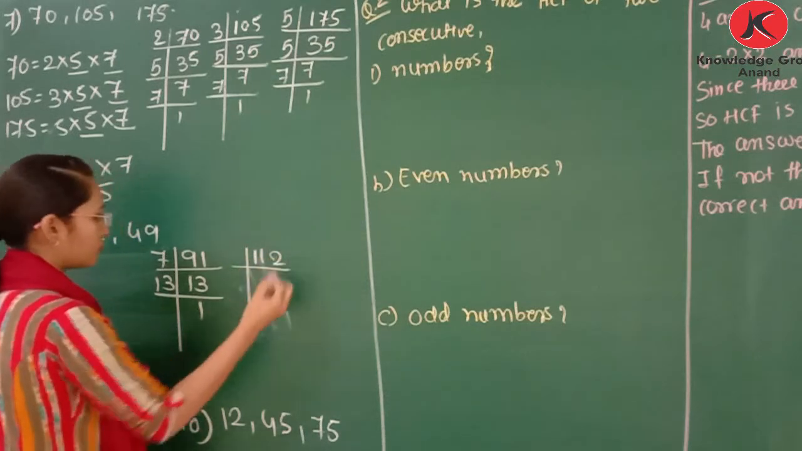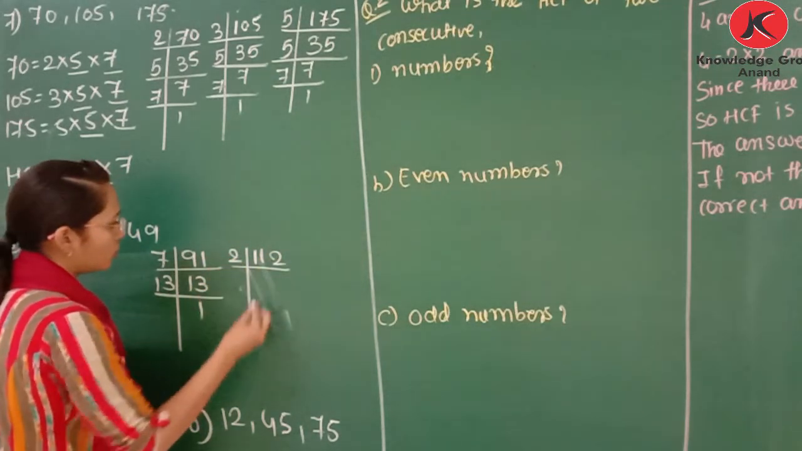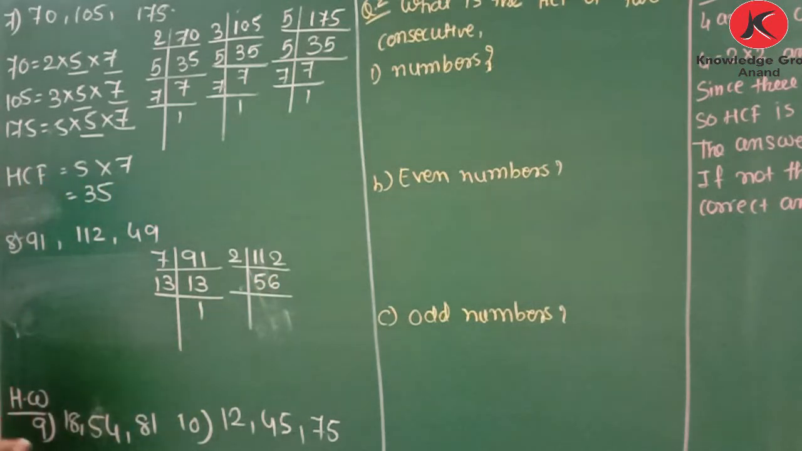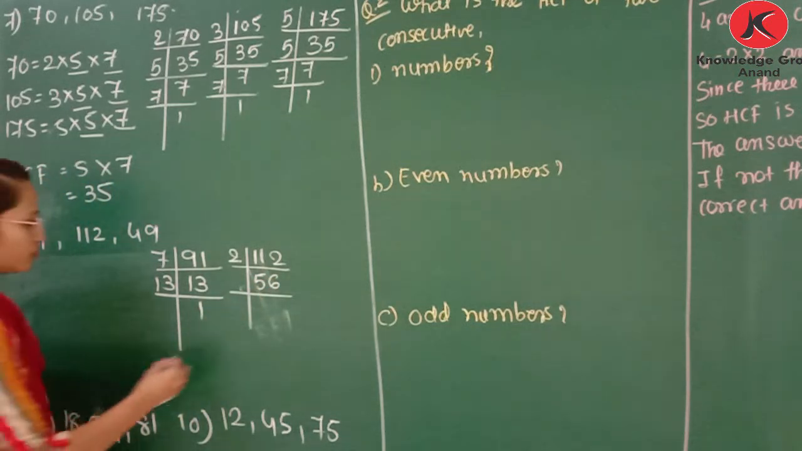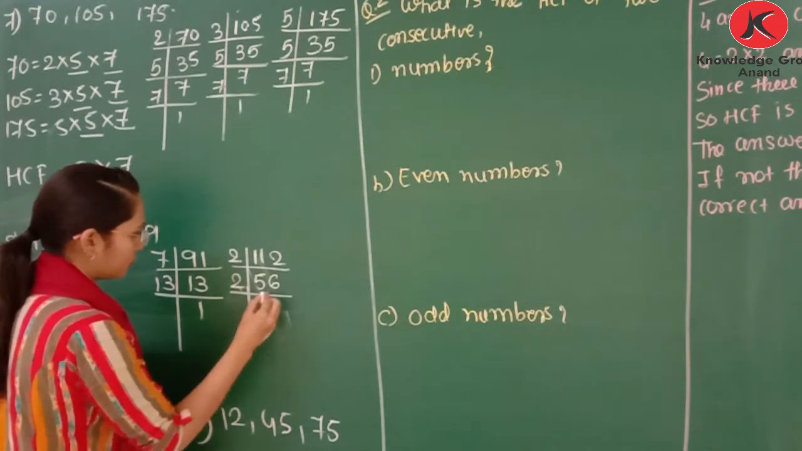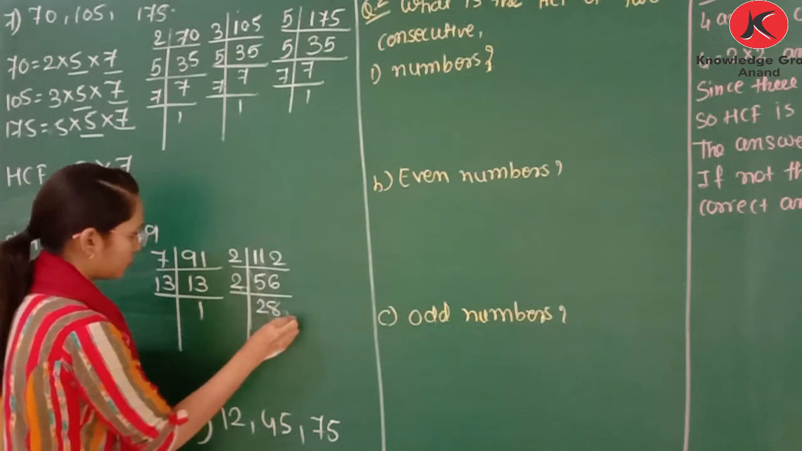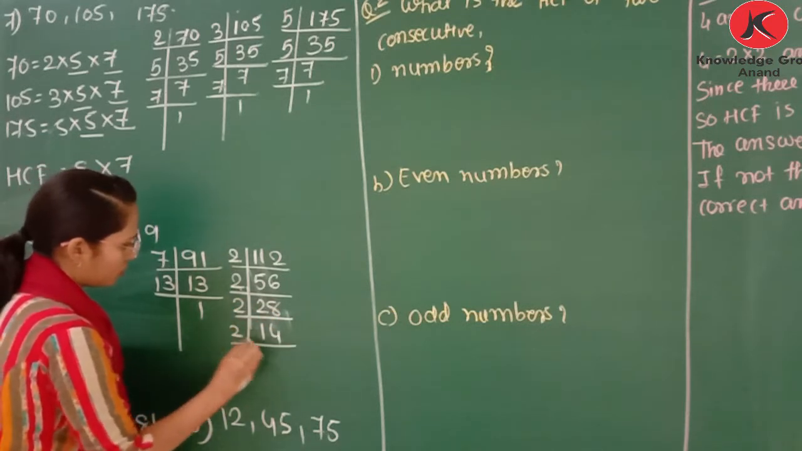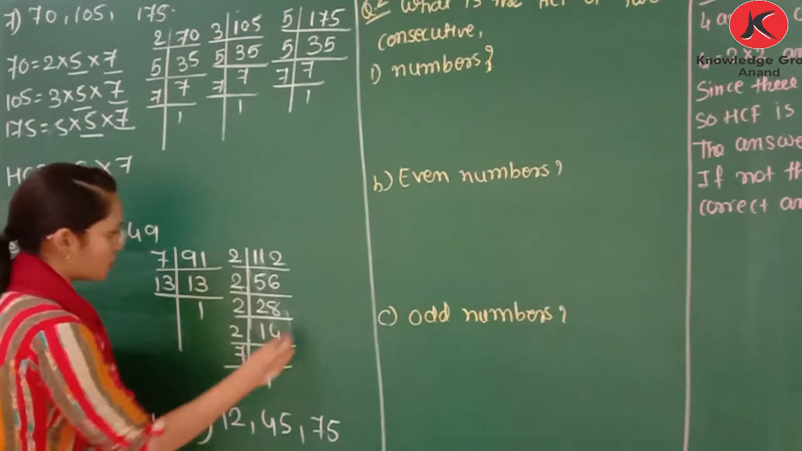112. Divide it by 2. 2 5s are 10, 2 6s are 12. If you divide 112 by 2, you will get 56. Divide by 2 again, 28, then 14. 2 7s are 14, and 7 1s are 7.